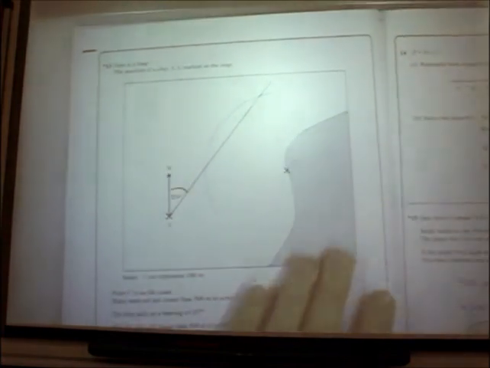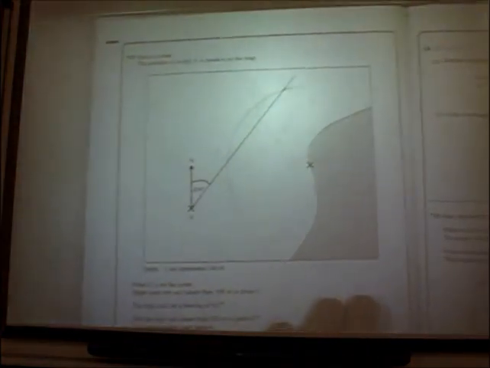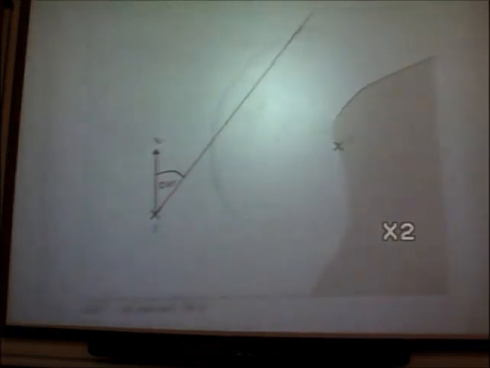Question 13. Here's a map. The position of a ship S is marked on the map. Zoom in so you can see that. So there's the ship.